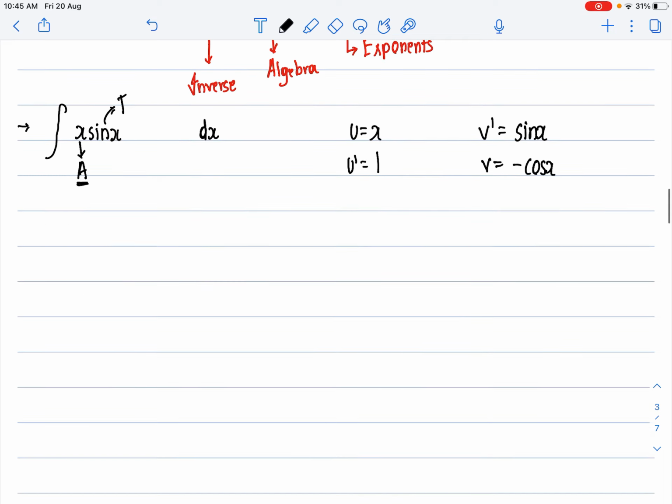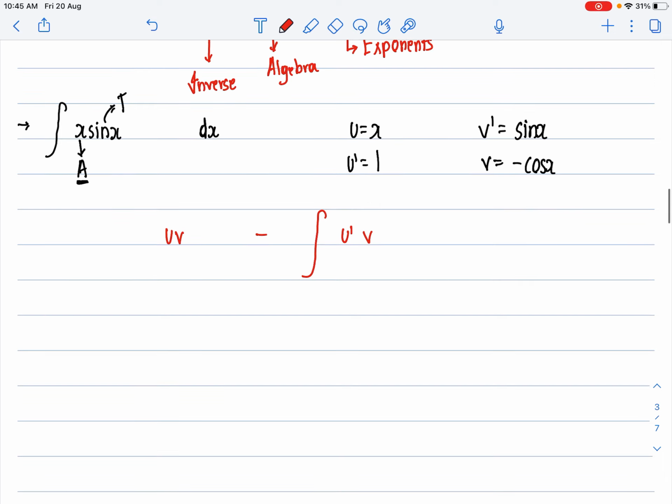Now, once I have my u, v, u dash and v dash, I need to know a very important formula. The formula is basically u into v, minus the integration of u dash into v. So it's u into v minus the integration of u dash into v dx. This is what you basically need to know.